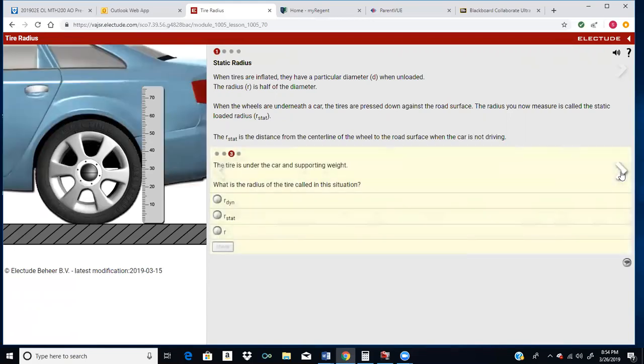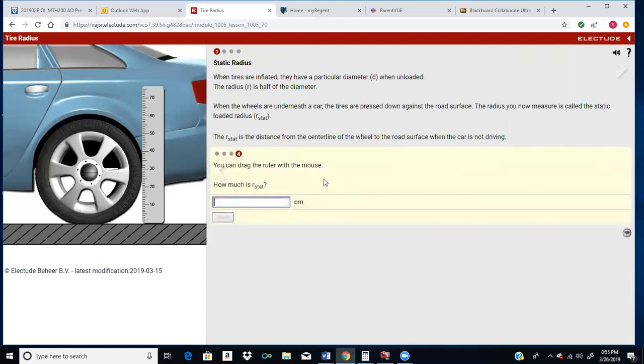Now we have a tire that has been loaded to the car. It says the tire is under the car and supporting weight. What is the radius of the tire in this situation? So it's not moving, okay? They've already given you what the static loaded radius is. When the wheels are underneath the car, the tire presses down against the road surface, and this is called your static loaded radius. So we know that is static.